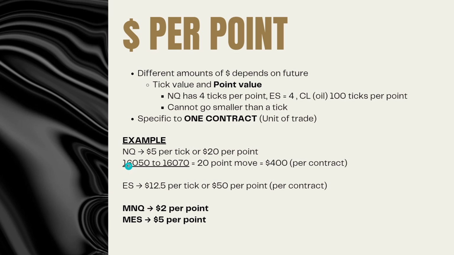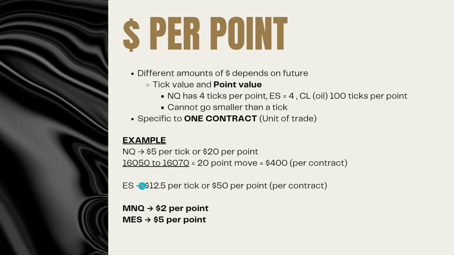So if NASDAQ goes from 16,050 to 16,070, and you have 1 contract long, right, because the price is going up here, that's a 20-point move. That would be $400 per contract. Okay, so you're taking your movement of the index of the underlying asset, and then you're multiplying it by the dollar per point. So that equates to $400 per contract, right?